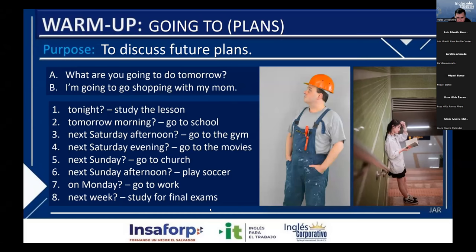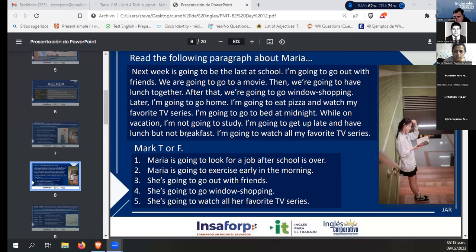And the number one, read the following paragraph about Maria. Next week is going to be the last week at school. I am going to go out with friends. We are going to go to a movie. Then we're going to have lunch together. After that, we're going to go window shopping. I am going to go home. I'm going to eat pizza and watch my favorite TV series. I am going to go to bed at midnight. While on vacation, I am not going to study. I'm going to get up late and have lunch, but not breakfast. I'm going to watch all my favorite TV series.